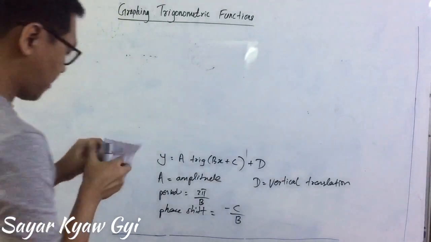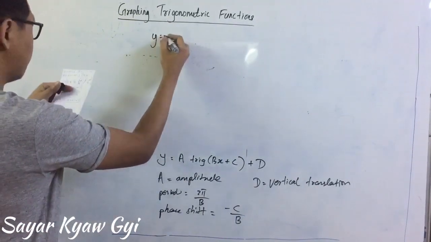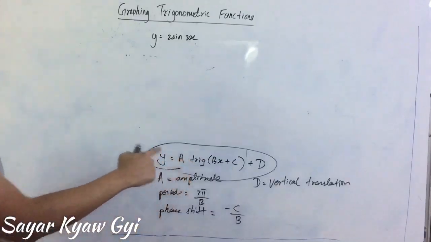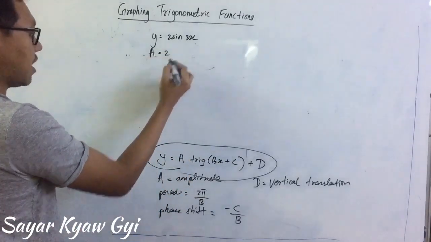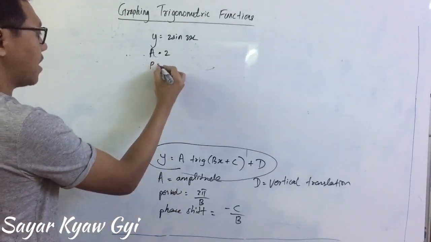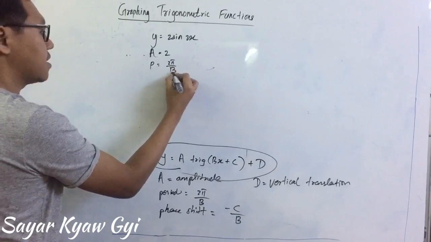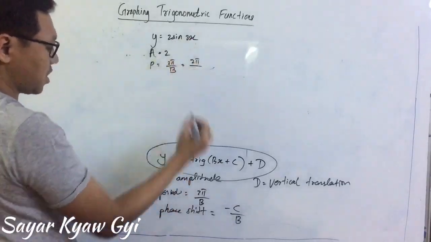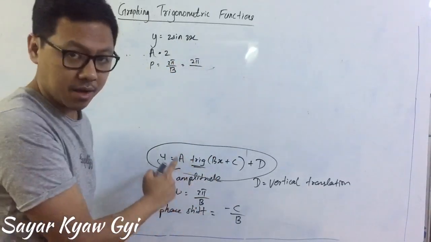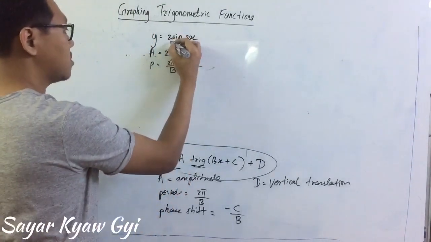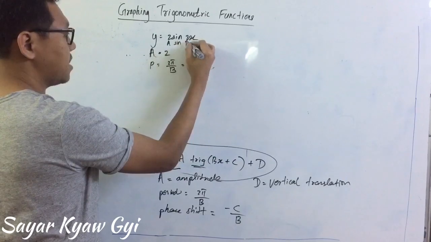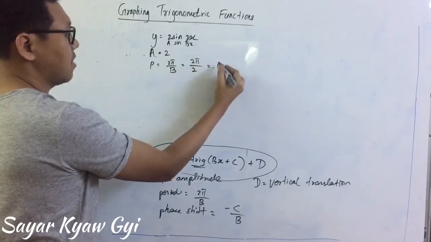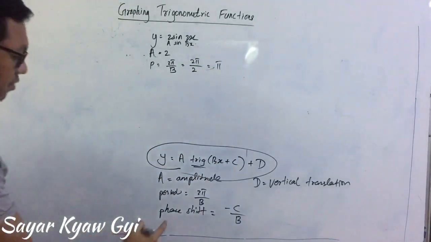Okay, the first one I want to draw is y equal to 2 sine 2x. You have to compare with this formula. So in this case, a is 2, amplitude is 2, and for the period you use this formula, 2 pi over b. b is 2, right? Because trig means any trigonometric function, sine, cos, tan, anything. So this one would be a sine b x. So 2 pi over b, where b is 2, if you cancel, that will be pi.